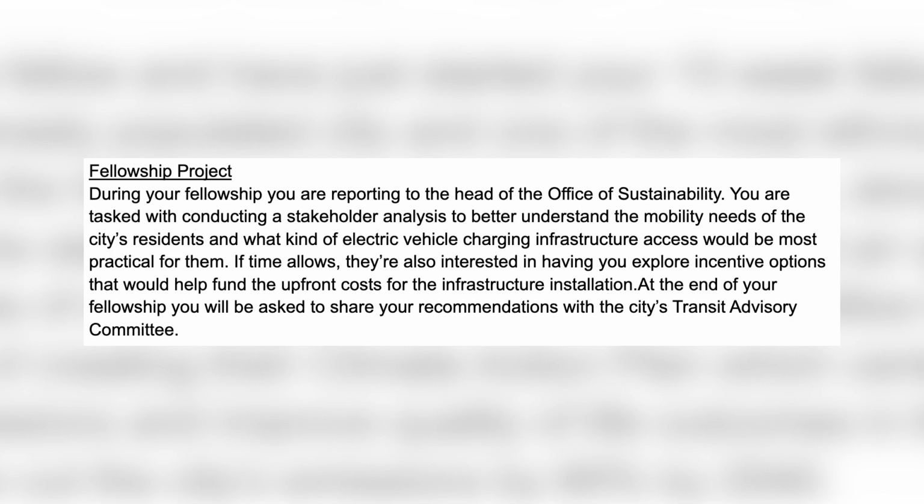If time allows, they are also interested in having you explore incentive options that would help fund the upfront cost for the infrastructure installation. At the end of your fellowship, you will be asked to share your recommendations with the city's Transit Advisory Committee.